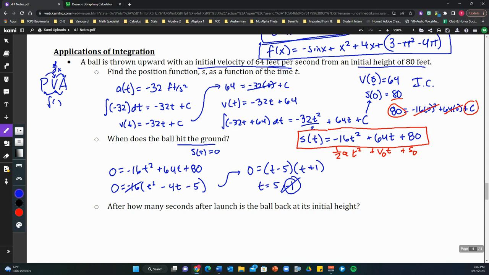But just remember, there are sometimes extraneous solutions. So the function equals 0 at negative 1 and 5, but the only one that matters in the real world is 5 seconds after this ball is thrown upwards.